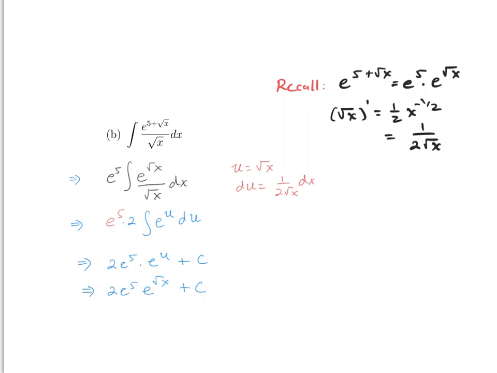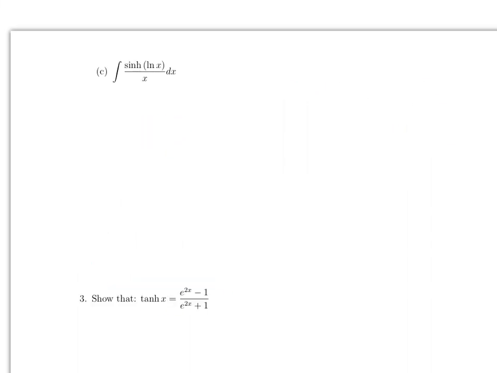Now, you don't have to check, but you can always check that your answer is correct by just taking the derivative of this. You take the derivative of this, and it should give you this. Let's move on to 2 part C. Here we're going to need a substitution.